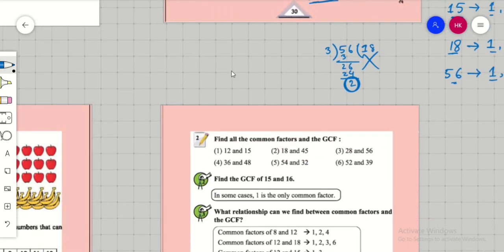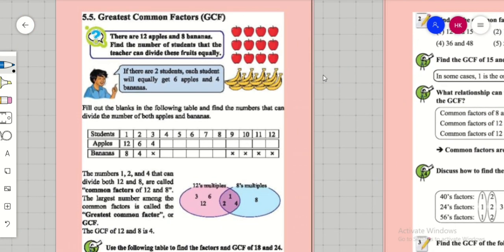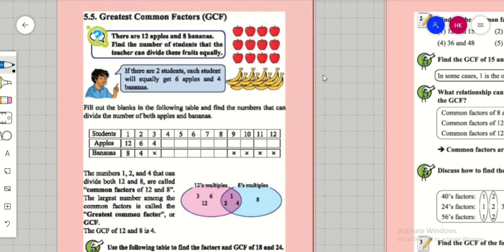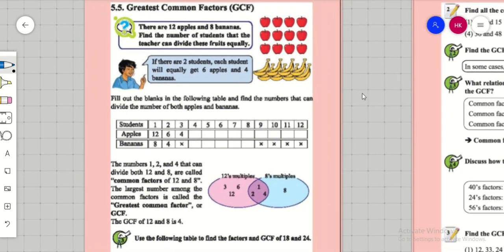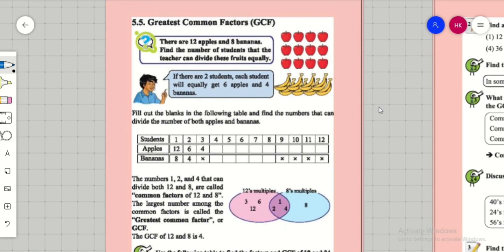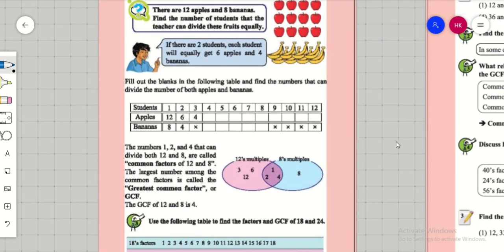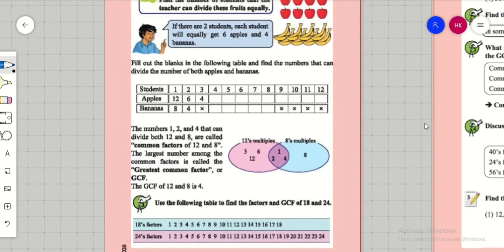Alright, now we move on to our next topic. What is greatest common factor? Just now we have learned about factors. Now we learn about greatest common factor. So what is greatest common factor?